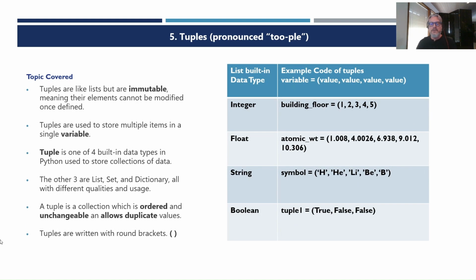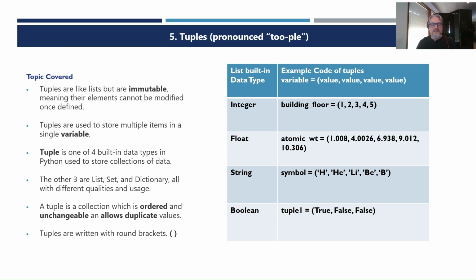Tuples are similar to lists, but are immutable, meaning their elements cannot be modified once defined. Tuples are denoted by parentheses or simply by comma-separated values. They are often used to represent fixed collections of items or as a way to ensure data integrity. So let's ask some questions. Why use a tuple instead of a list?